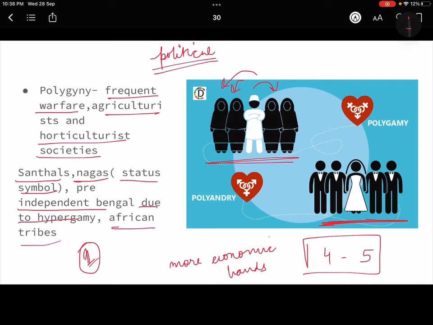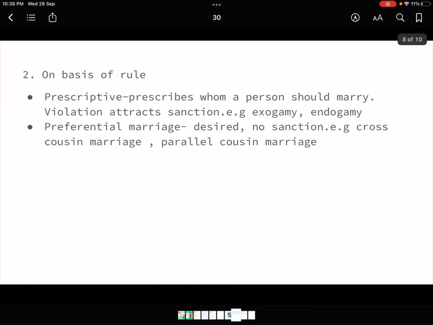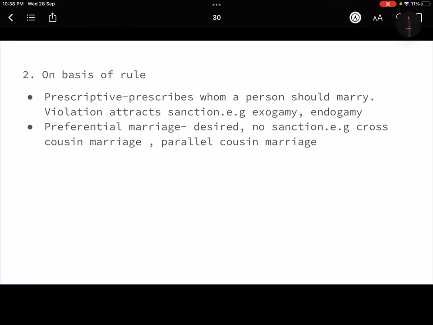So Santals, Nagas, for Nagas it's a status symbol. Then in pre-independent Bengal also due to hypergamy, and then there are certain African tribes. This was the first part where we did the differentiation, different types of marriages on the basis of number. Second is on the basis of rule.